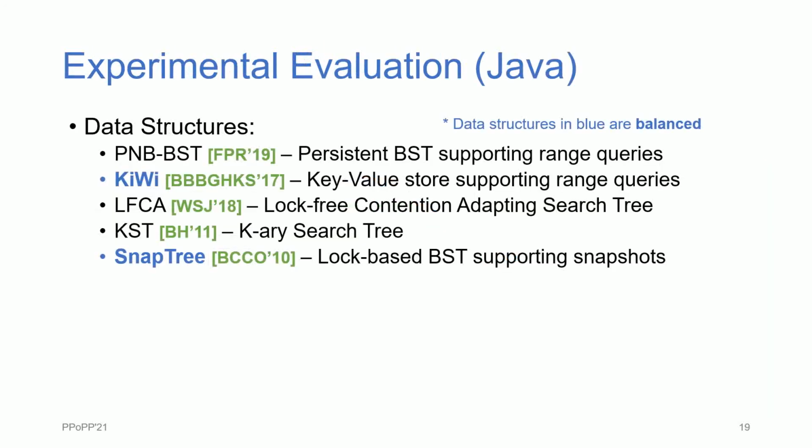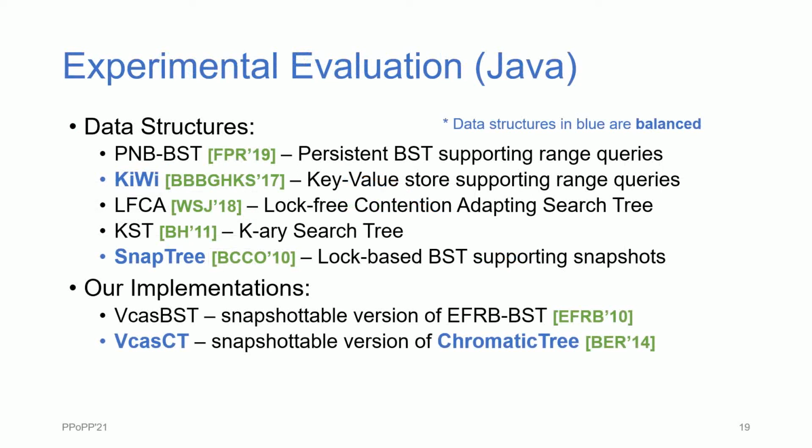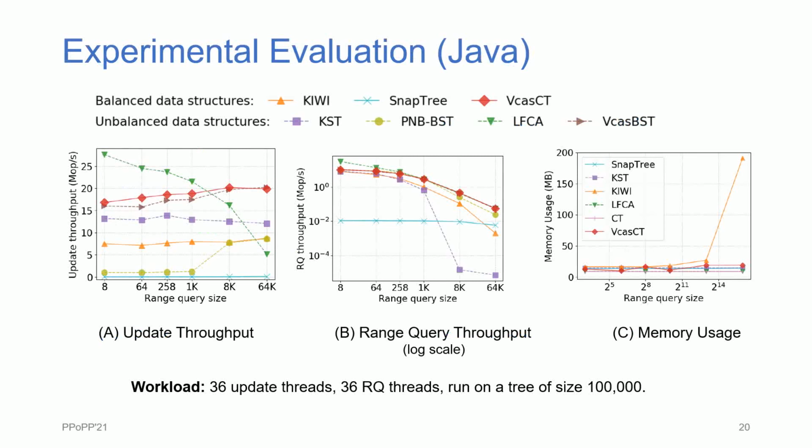In our Java experiments, we compare with the following data structures, all of which support linearizable range queries. For our implementation, we applied version CAS objects to the EFRB-BST as well as the chromatic tree, which is a lock-free balanced binary search tree. We call the resulting implementations VCAS-BST and VCAS-CT respectively. In this experiment, the red line VCAS-CT has the highest throughput among all the balanced data structures that we ran. VCAS-CT also outperforms all the unbalanced data structures, except for LFCA in the case where range query size is small.